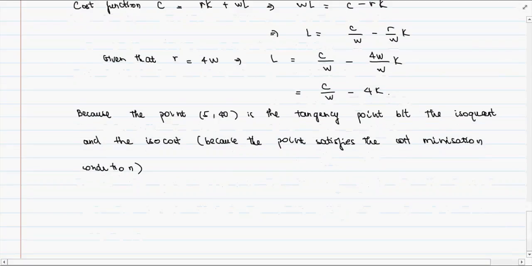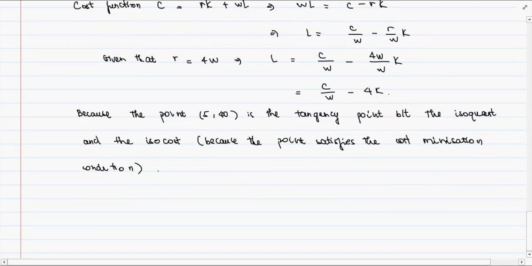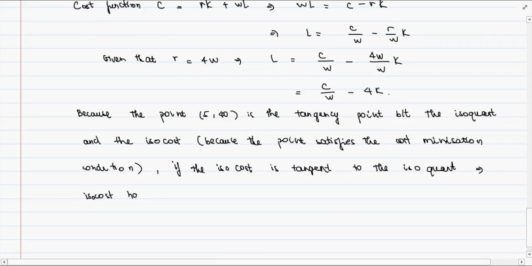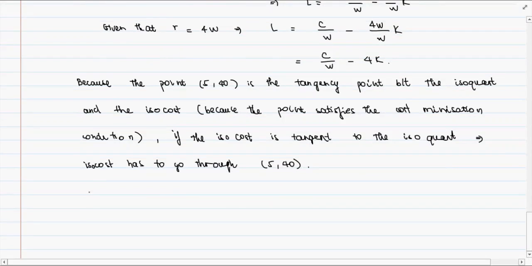Because the point is the tangency point, if we want to draw an isocost that is tangent to the isoquant, then the isocost has to go through the point 5 and 40 as well. So if we substitute this point back into our isocost function, we get L equal to 40 equals C on W minus 4 times K, which is 5. So that is C on W minus 20, and therefore C on W is equal to 60. So the vertical intercept is 60.